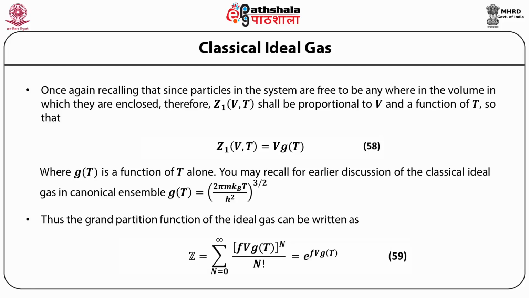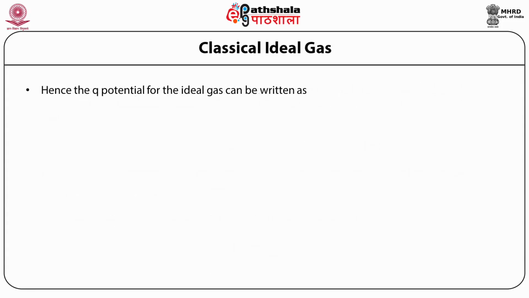which is equal to e raised to power fVg(T). Hence, the Q potential for the ideal gas can be written as Q as a function of fugacity, volume and temperature is equal to the log of the partition function, which is equal to fugacity multiplied by the volume multiplied by g as a function of T.